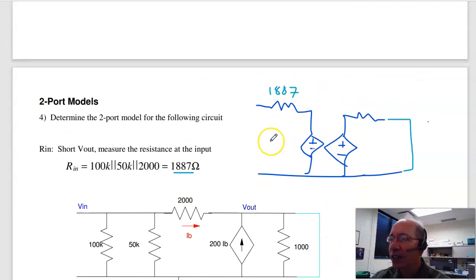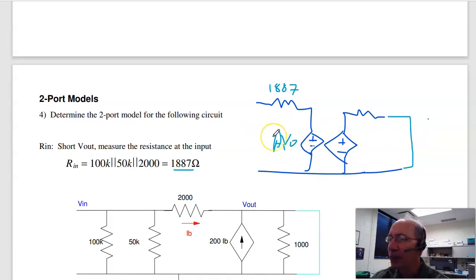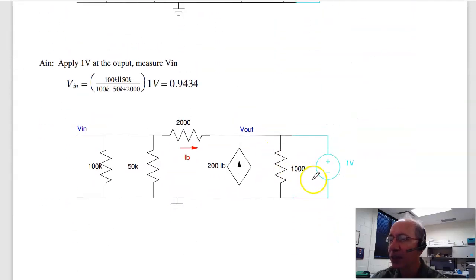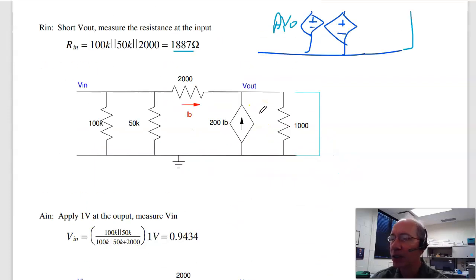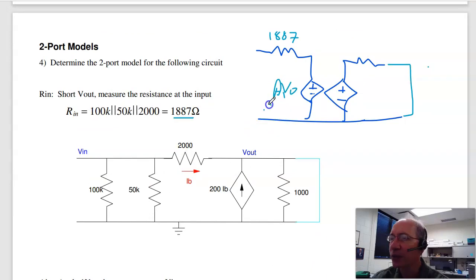To find A in, this guy, AI B out. I apply 1 volt at the output, measure the voltage at the input. Doing the same thing on your circuit: apply 1 volt at the output, measure the voltage at the input, and here I've got a voltage divider. It's going to be this parallel resistance over 2K plus the parallel resistance times 1 volt, giving you 0.934 volts. So that's this number, 0.934 V out.